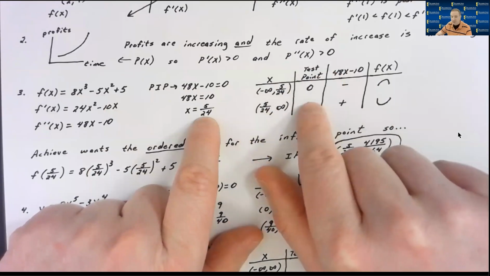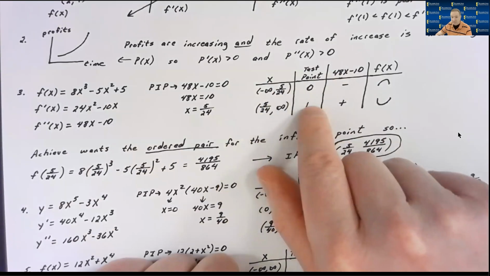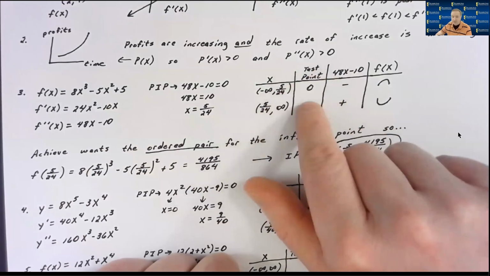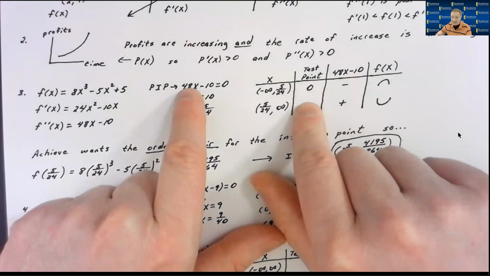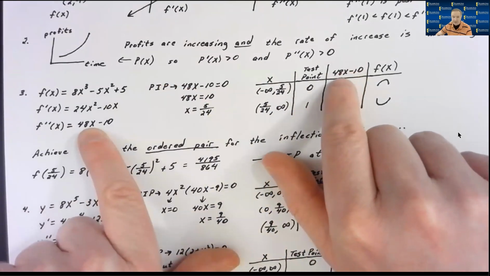We choose test points within each of these regions. I chose 0 for my first region. I chose 1 for my second. Now, we plug those test points into our second derivative. It is the second derivative test for concavity.